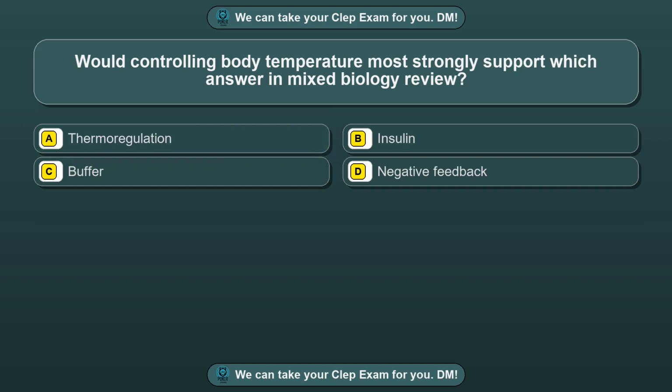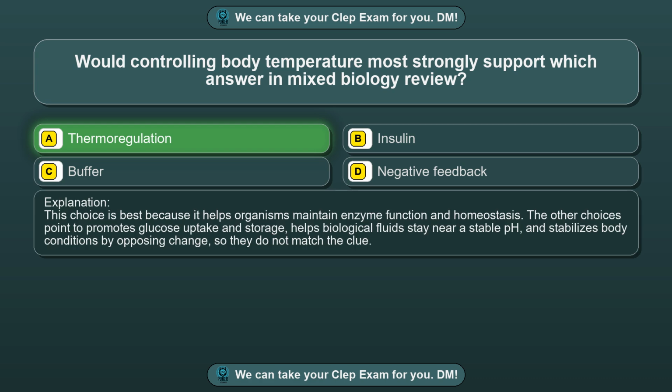Question 29. Would controlling body temperature most strongly support which answer in mixed biology review? Option A, thermoregulation. Option B, insulin. Option C, buffer. Option D, negative feedback. The correct answer is option A, thermoregulation. This choice is best because it helps organisms maintain enzyme function and homeostasis. The other choices point to promotes glucose uptake and storage, helps biological fluids stay near a stable pH, and stabilizes body conditions by opposing change, so they do not match the clue.